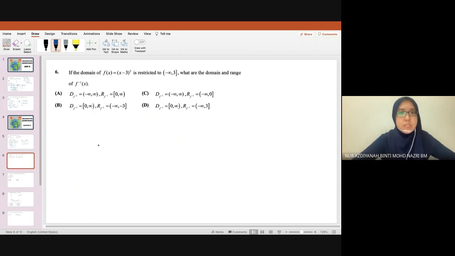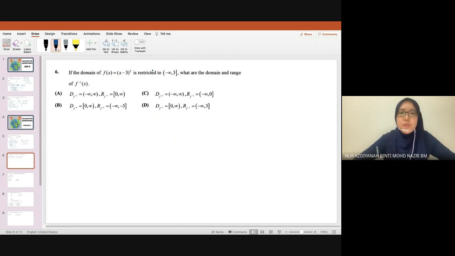Okay, so now let's proceed to question number 6. So dia bagi function f(x) kat kita. The function f(x) is (x minus 3) squared. Dia bagi tahu kalau this quadratic function is restricted to the domain of negative infinity until 3. Okay, what are domain and range for the inverse?